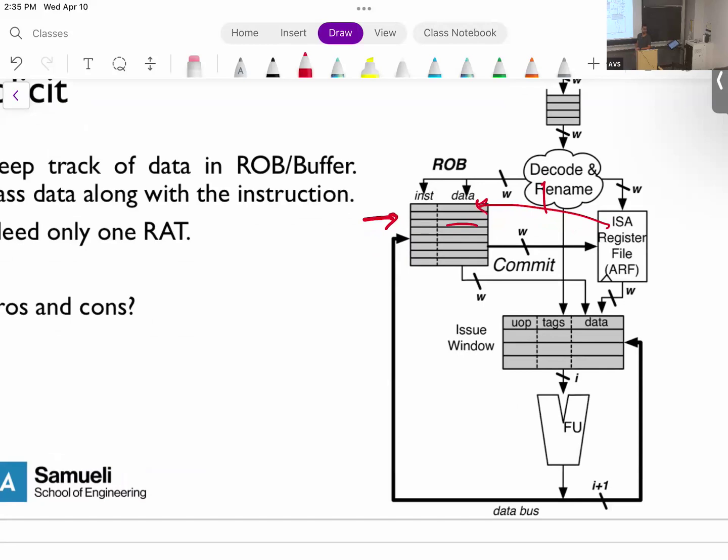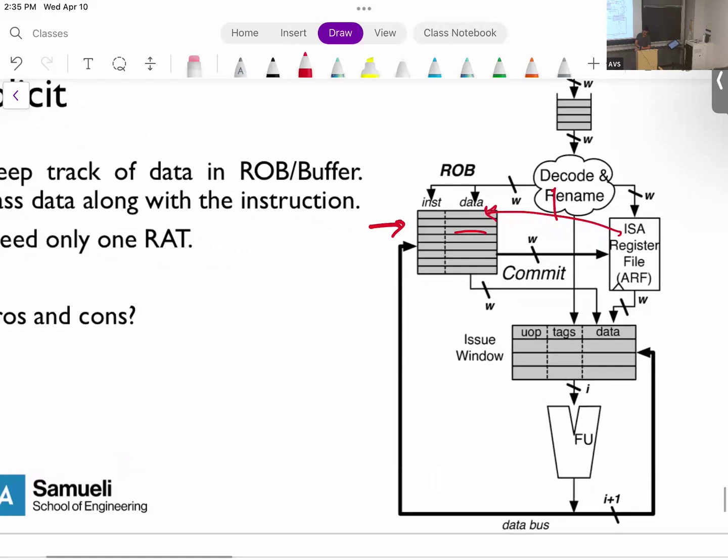Yes. If you said that for the implicit, you already keep track of the data in the ROB, why do you still need a RAT? You don't need a RAT. You need one RAT, right? You need one RAT to know what the mapping is, because remember, you still have a physical register file, right? So you need to know what is what and how you save those. But other than that, you're good to go.